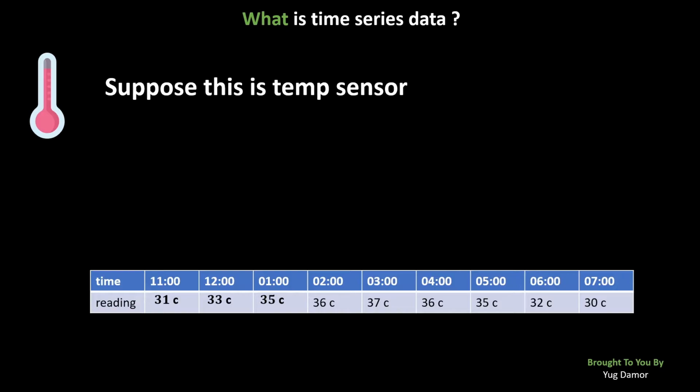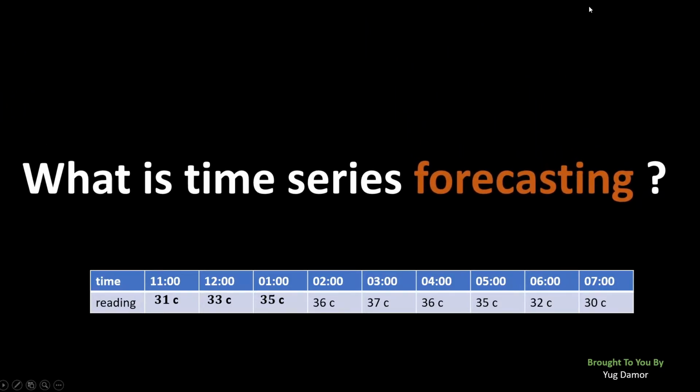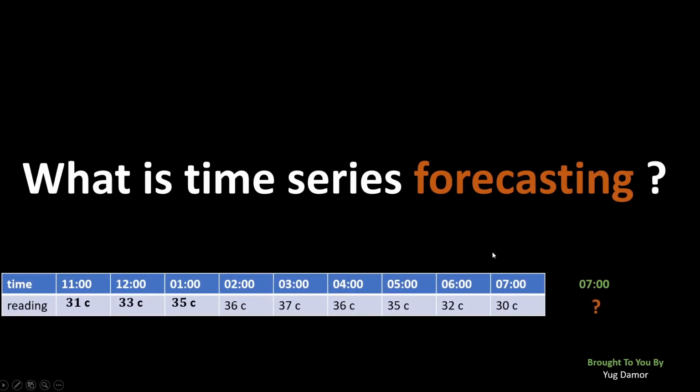Now I will explain what time series forecasting is. Suppose you are a data scientist, and I am providing you this data. Based on this data, I am asking you to predict the temperature at 7 o'clock. This is known as forecasting. By observing previous readings, you are predicting the future temperature. So this is known as time series forecasting.